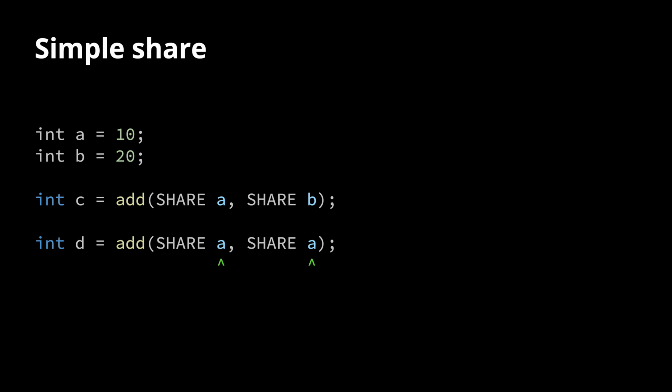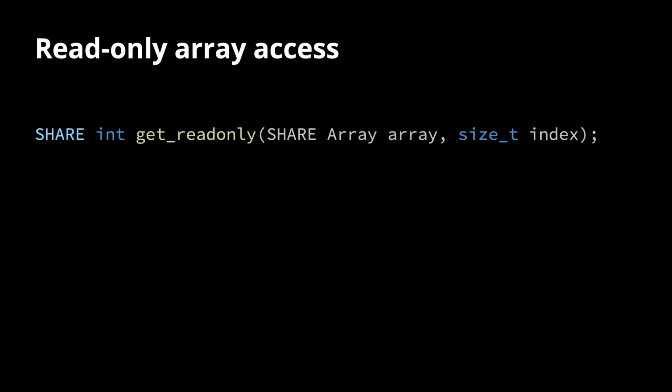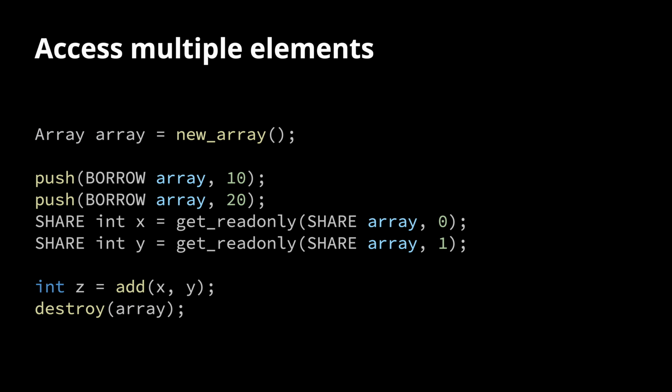But we can also return a shared reference from a function, just like with borrow. So now we can write a getReadOnly function that takes a shared array and returns a shared reference to an item in the array. This is just like the get function, but it uses non-exclusive shared references instead of exclusive borrowed references. Using this function, now I can have read-only access to multiple items in the array.